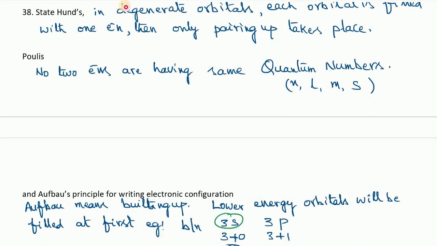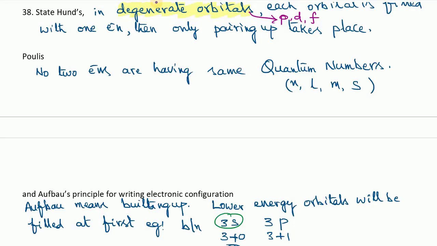State Hund's rule. What is Hund's rule? In degenerate orbitals. What are degenerate orbitals? Very, very important question for board examination case set. Degenerate orbitals are also called p, d, f orbitals.